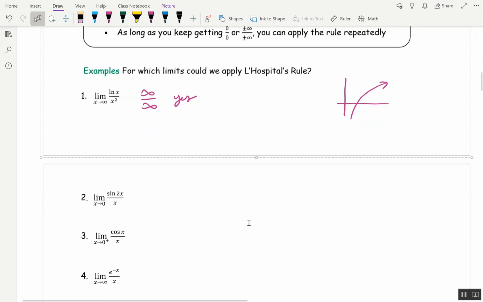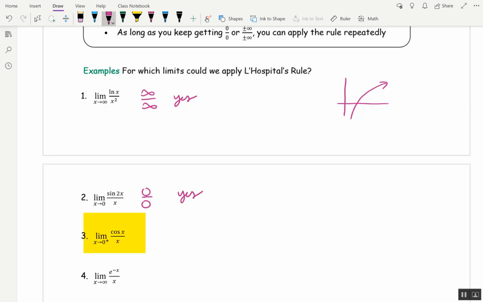Next one, sine of 0 is 0, divided by, as x goes to 0, this is 0, so yes. Next one, limit as x goes to 0 from the right of cos x over x. Now, as x goes to 0 from the right or left, cosine of 0 is 1, so it's going to be 1 over 0 through positive values. No, could not apply L'Hôpital's rule to that.